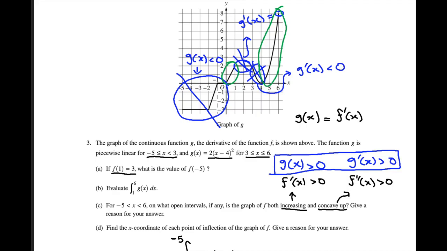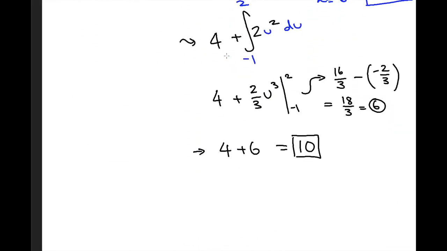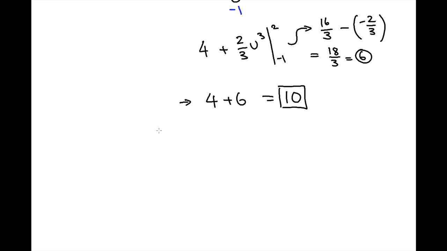What are the x values? Well, if we clear away some of this rubble, we'll see that that interval is going to be from 0 to 1, and from 4 to 6. Those are going to be our intervals. So we can come down here and say the intervals are going to be from 0 to 1 and from 4 to 6.